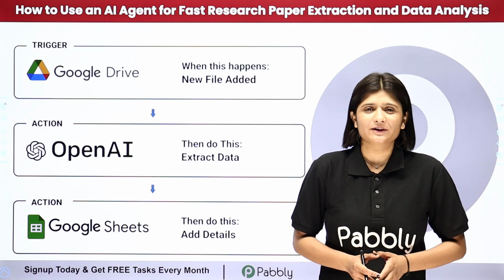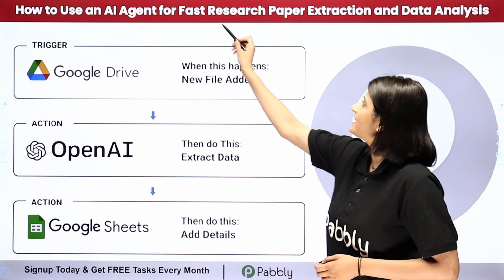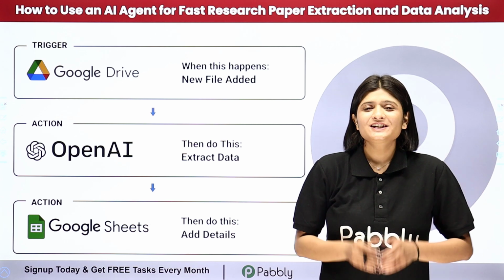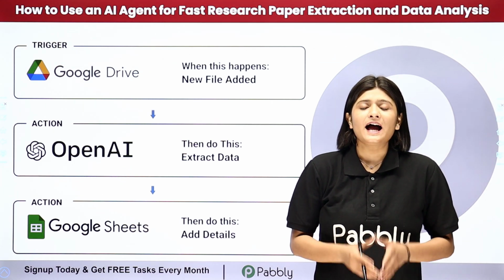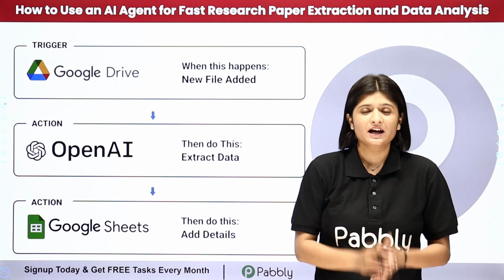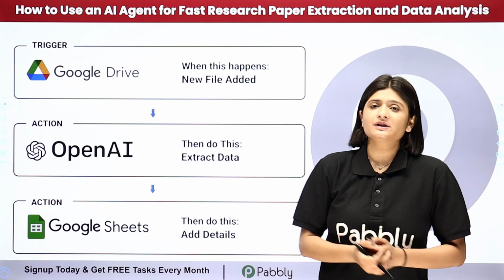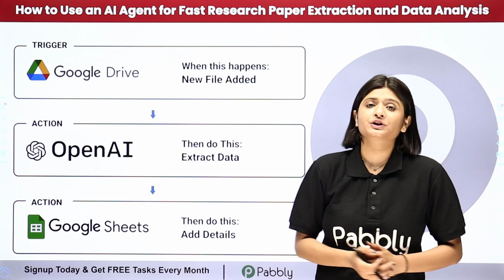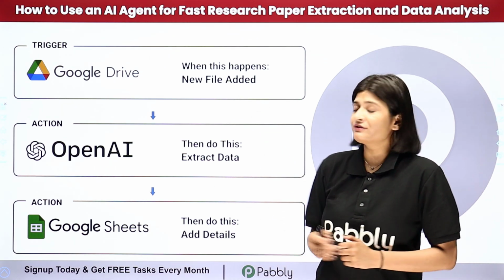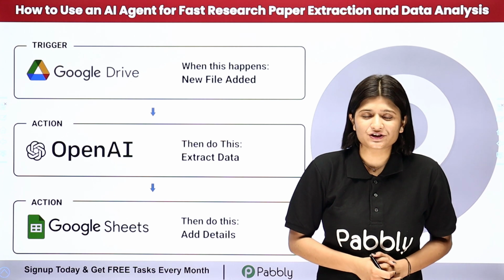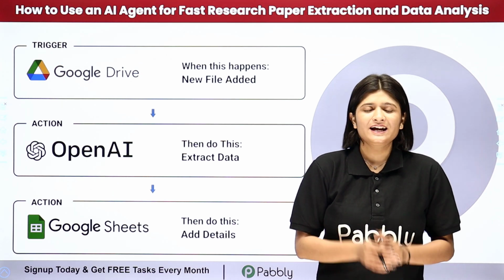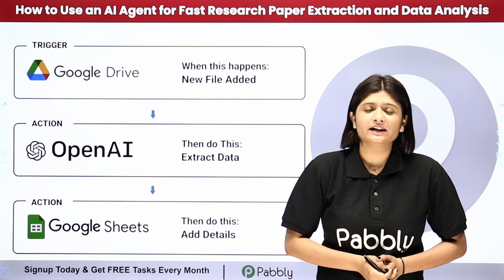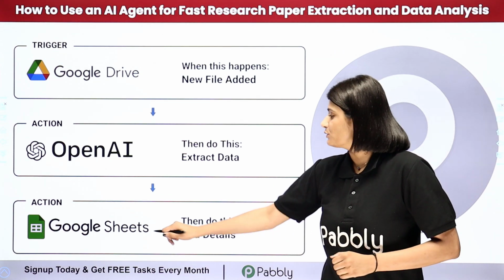In this video, we are going to learn how to use an AI agent for fast research paper extraction and data analysis. So let's suppose I am running a business and I deal with research papers. I am uploading all these research papers in my Google Drive, and I want that whenever I upload a new file or a new research paper in my Google Drive, the data should be automatically extracted with the help of an AI agent. Here I am going to use my AI agent as OpenAI, and then this extracted data should be automatically added in my Google Sheets.